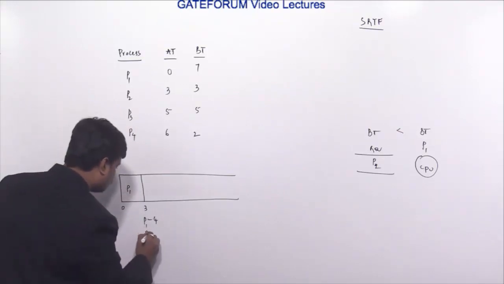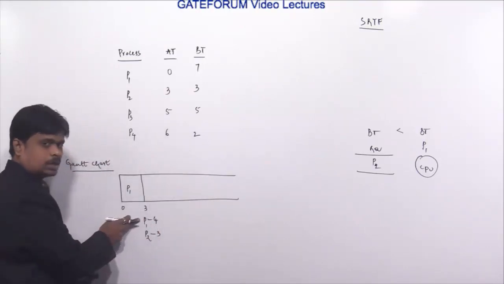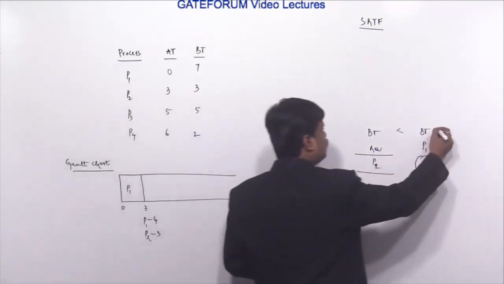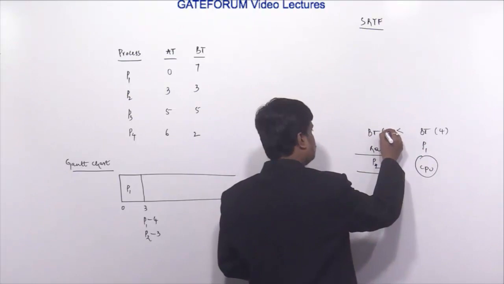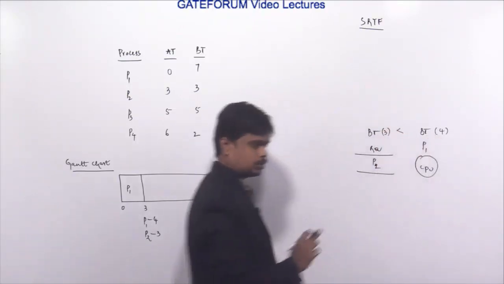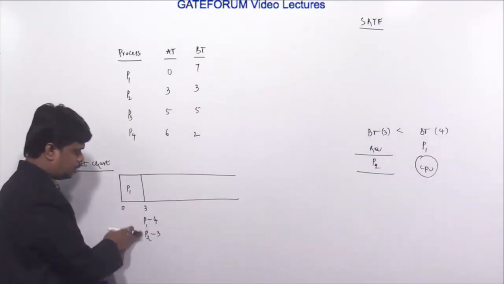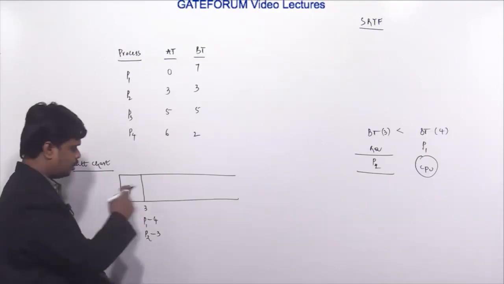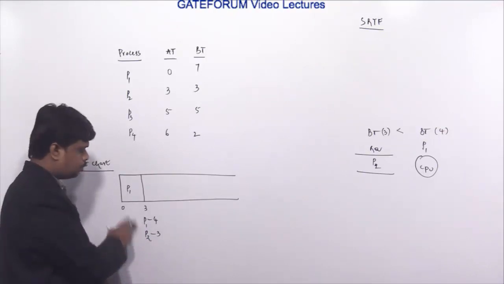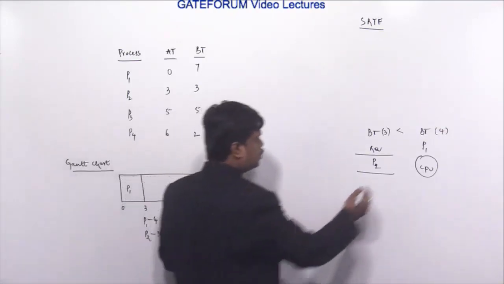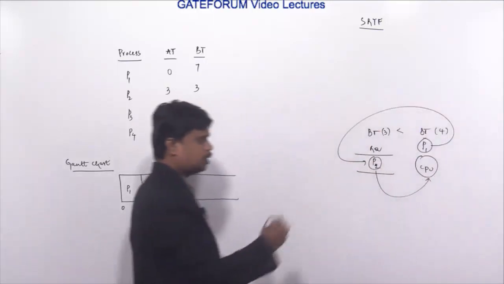By this 3, P2 has arrived into the ready queue with burst time 3. P1 is currently running with 4 burst time and P2 has arrived just now with 3 burst time. Is 3 less than 4? Yes. The newly arrived process burst time is less than the currently running process burst time, so preemption takes place. This means P1 will be added back to the ready queue and P2 is handed over to the CPU. This is the meaning of preemption.